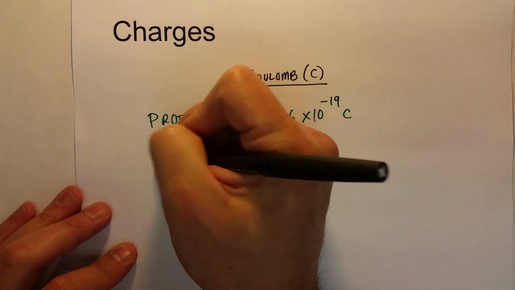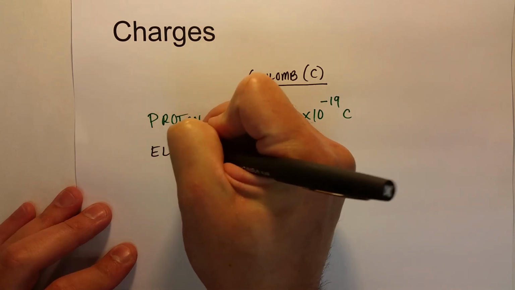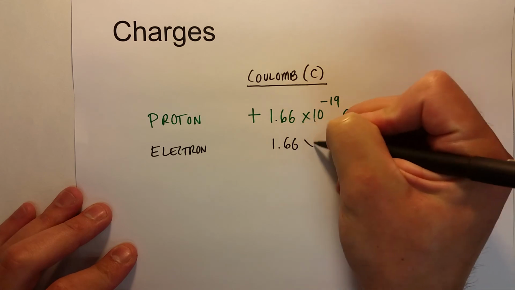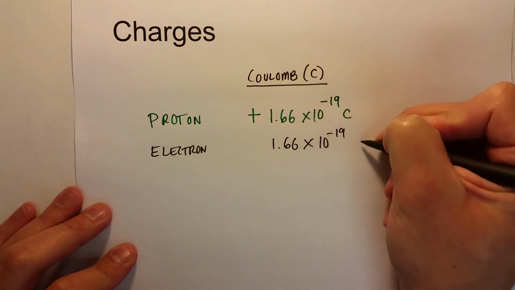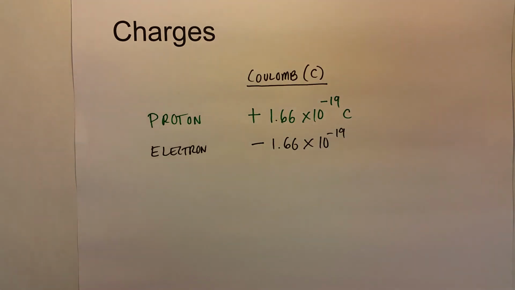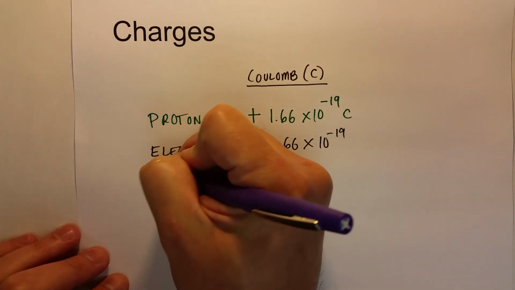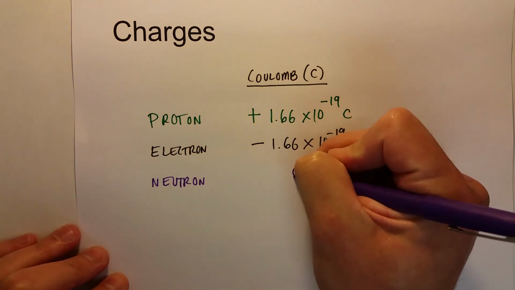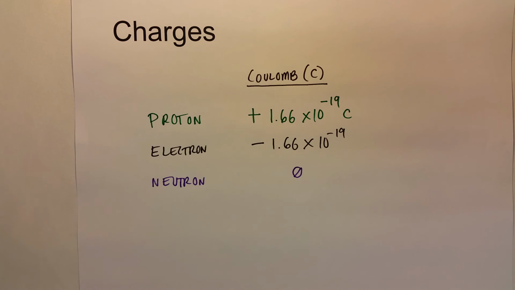The electron is negative, but it actually has the exact same charge, 1.66 times 10 to the negative 19th coulombs, just negative. So that when an atom or molecule has the exact same number of protons and electrons, it is charge neutral. The neutron, as we previously said, was neutral, but we don't want to leave this out of this discussion, so we'll still use it. It has a 0 coulomb charge.